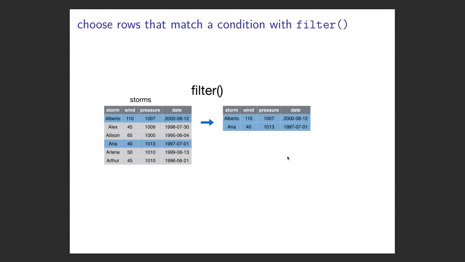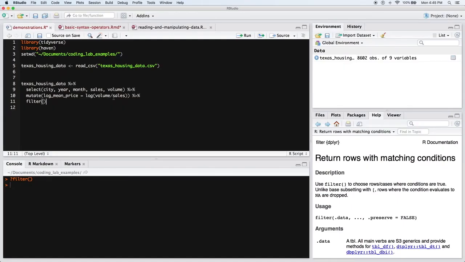Filtering lets us pull out rows or observations by some match criteria. So in this case, I'm not sure what they picked. Maybe they've said they want storms named Alberto and Ana, and that's what they have here. But filter gives you a lot more power to pick out the data exactly as you want it. Let's try filter out. I'm going to start with Texas housing data and then select some columns and then mutate some columns and then filter.